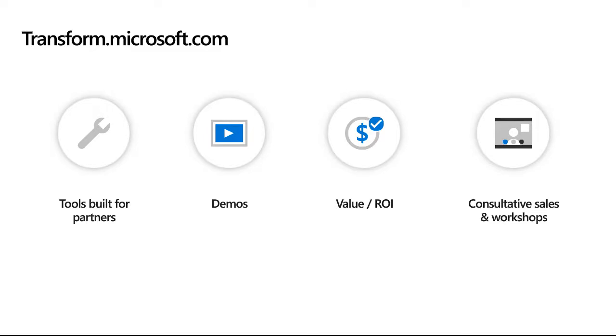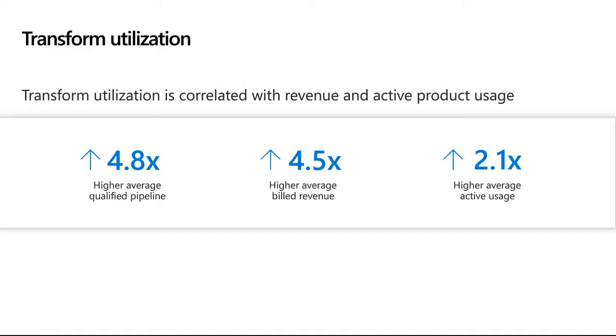Just a couple of numbers to share with you from Microsoft. The accounts which have been touched by the tools, so those who have had touch points with them, on average, have 4.8 times larger qualified pipeline. Again, accounts touched by tools on average report 4.5 times higher billed revenue. And then comparing the average usage for accounts with a qualified pipeline versus those touched by tools, we see a 2.1 times increase in active usage.